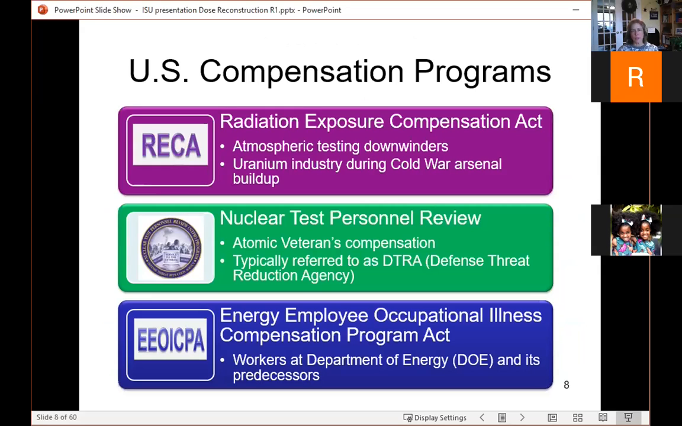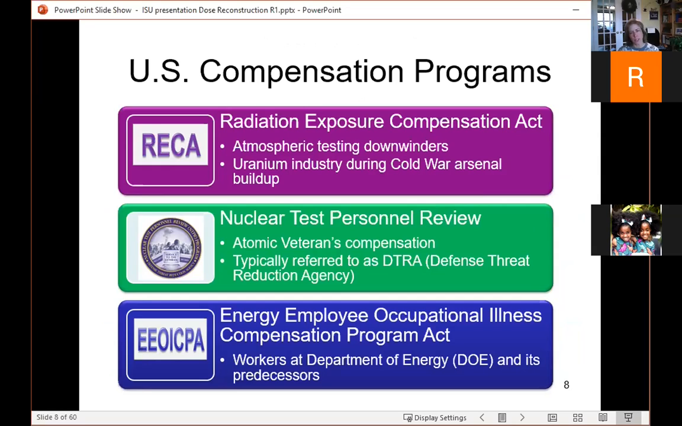In the US, there are 3 compensation programs related to radiation exposure. The first 2 are based on nuclear weapons testing. They've been around for a while. One covers civilians for atmospheric testing, downwinders, and the other covers military personnel who are exposed in the line of duty. The one that I'll be focusing on is a little more recent than those 2.